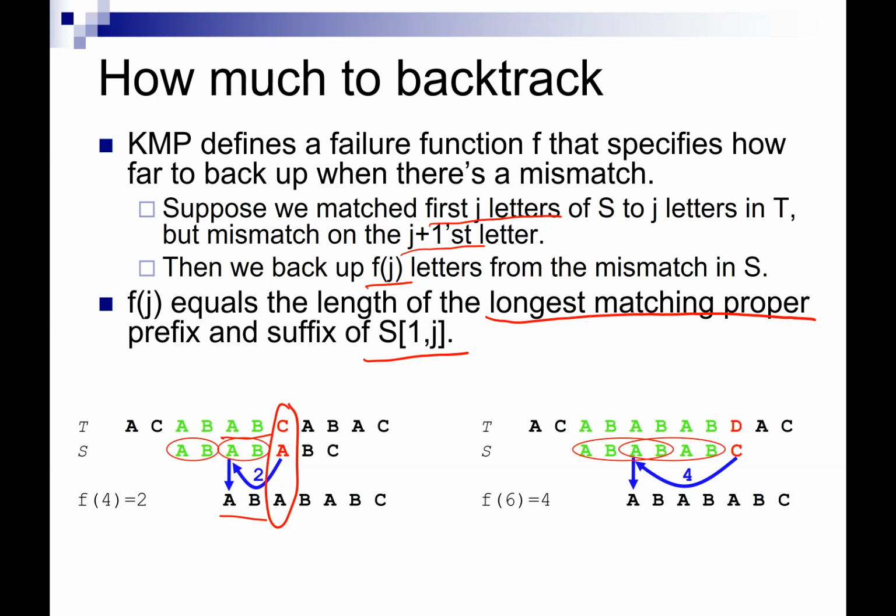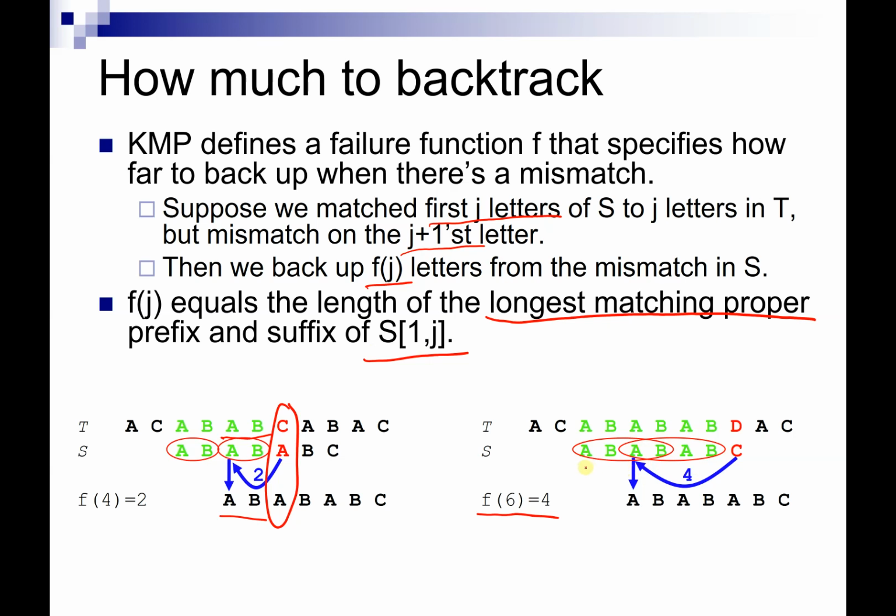Now to do a bigger example, if you have s and t like this, then suppose that you actually matched 6 letters of s to t, and now you get a mismatch on the 7th letter of s. So then in order to know how far to back up, we're going to compute f of 6, because you matched 6 letters. And here you see that we're looking for the longest matching prefix and suffix of this s1j here, and that's going to have length 4.